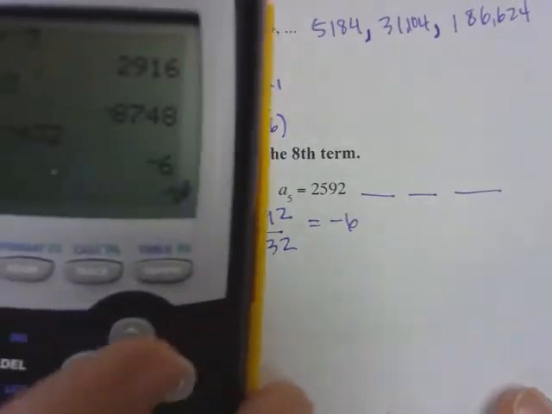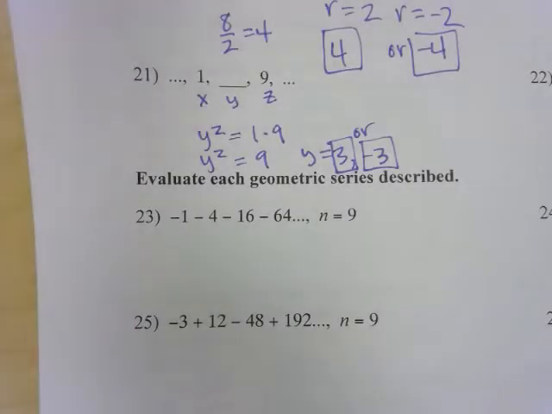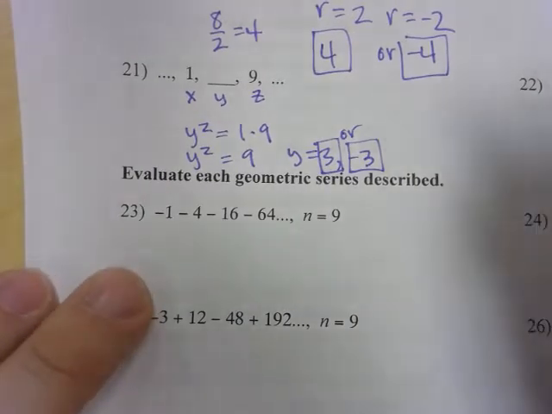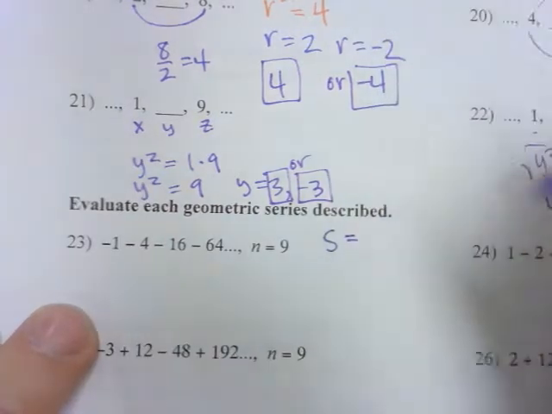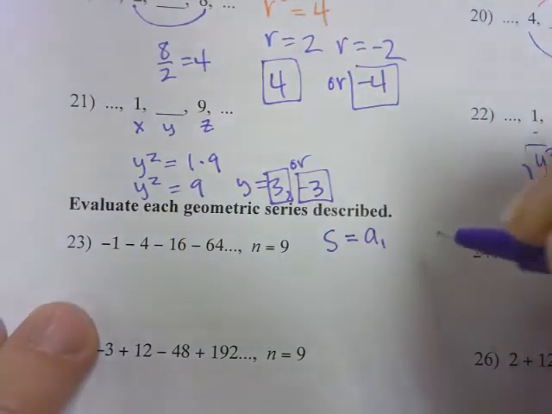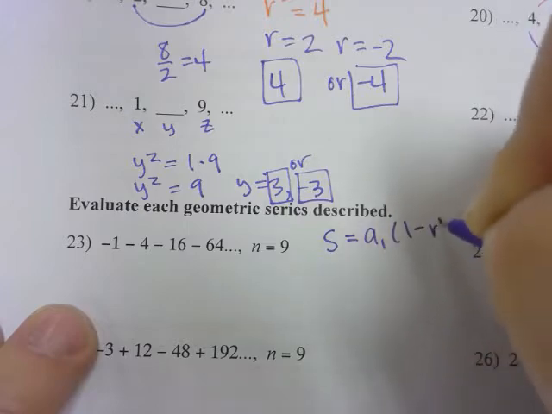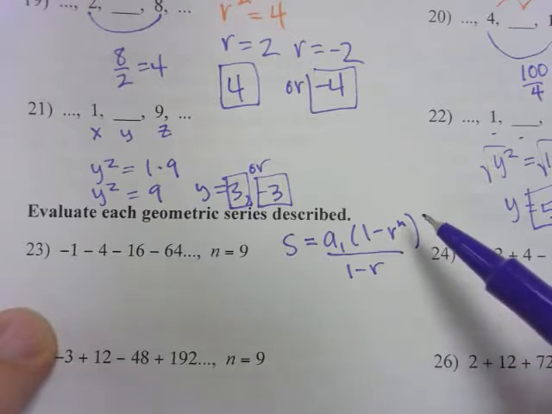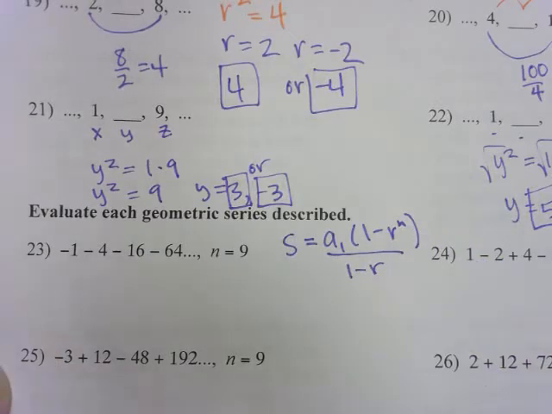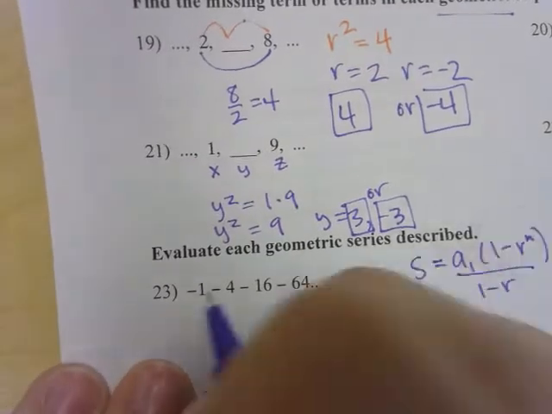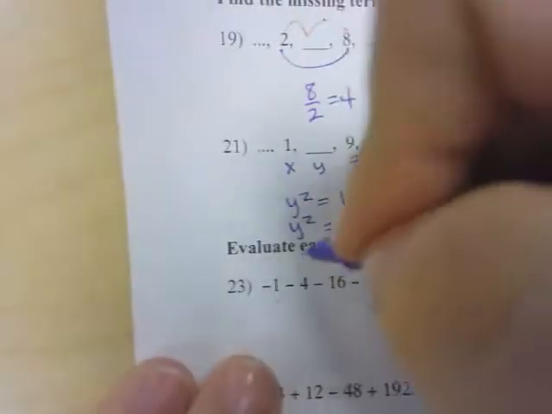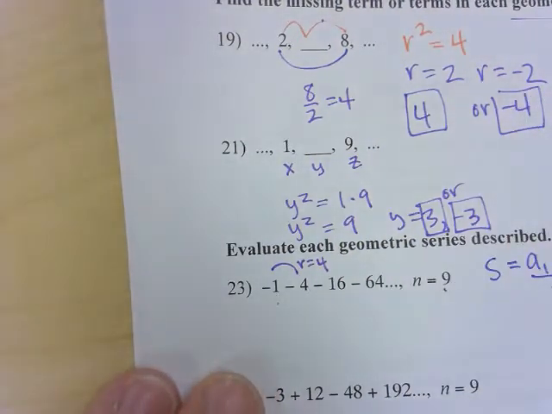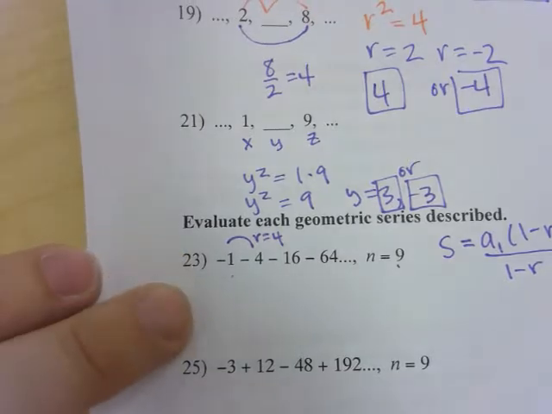If I wanted to find the 6th, 7th, 8th term, the formula for the sum of a geometric series is the sum equals a sub 1, your first term, times 1 minus r to the n, all over 1 minus r. So for this, we need to know r, we need to know n, and we need to know the first term. Let's figure all of those out. A sub 1 is negative 1. It looks like I'm timesing by 4. And there's 9 terms. So you just have to plug everything in. It's all shown there for you.